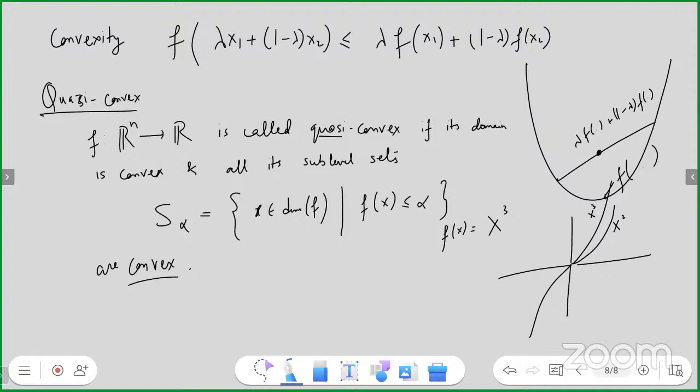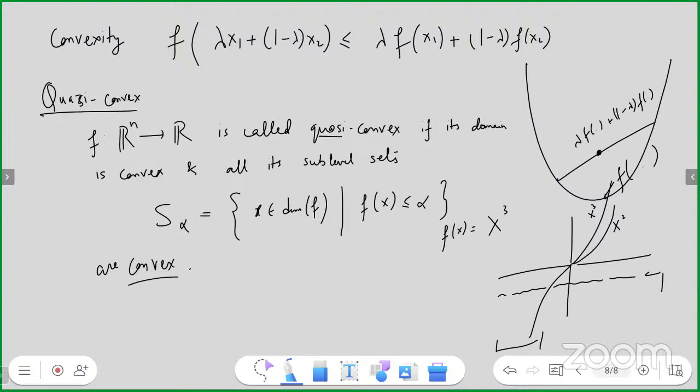So let's take an alpha. Then f of x less than or equal to alpha would just mean that x is less than or equal to alpha to the power 1, right? All of this will essentially be the set, and it is convex. So it's quasi-convex.